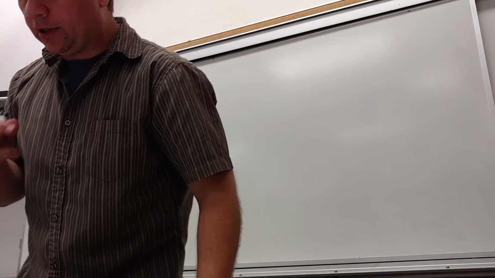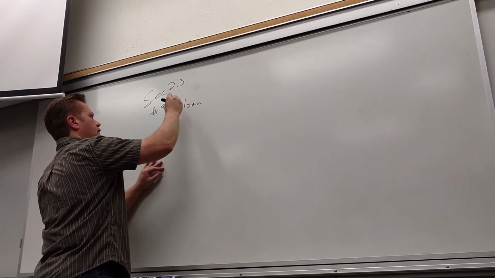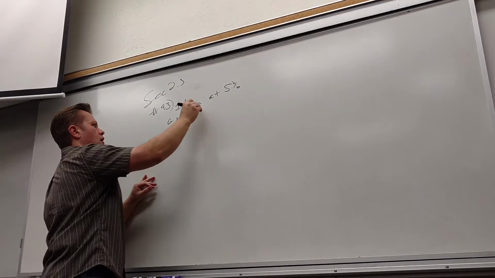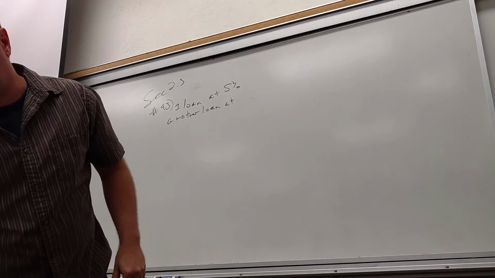It's funny. So a student takes out 2 loans. One loan is at 5%. Another loan at 6%.